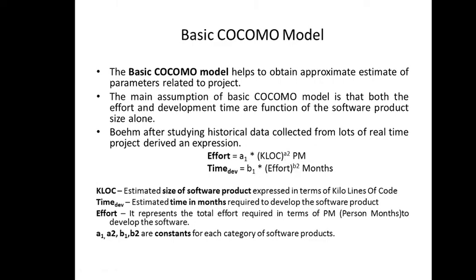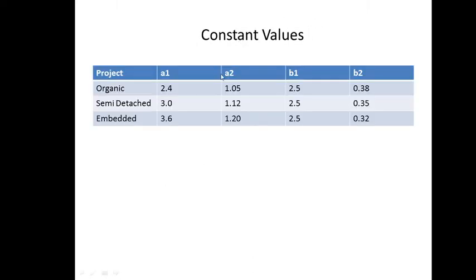Now what are the values of these constants? The value of these constants depends upon the type of project, whether it is an organic one, a semi-detached, or an embedded one. So this is a table that you are actually supposed to remember. Maybe the values are given in the question and maybe the values are not given. You have to learn this table properly, right? So for A1, the value of organic type is 2.4, semi-detached is 3.0, while embedded is 3.6.